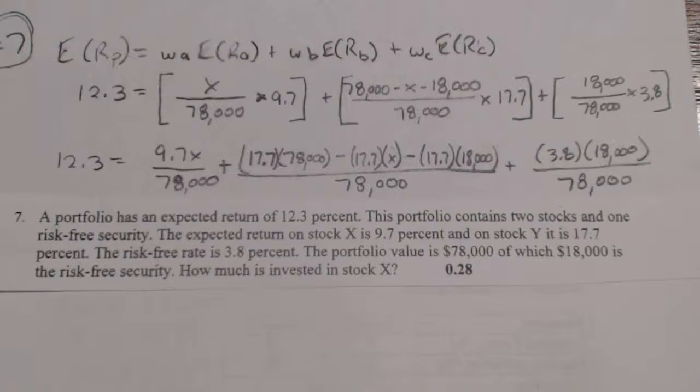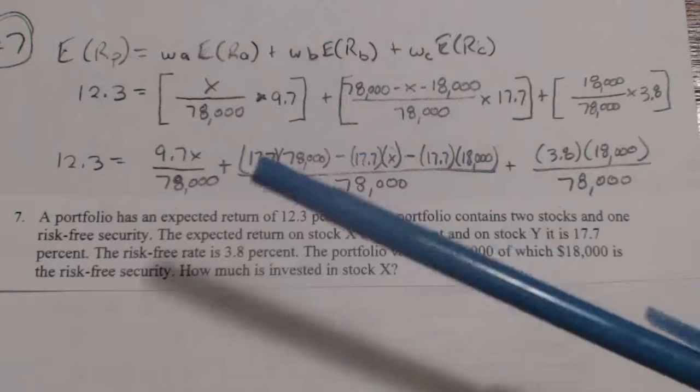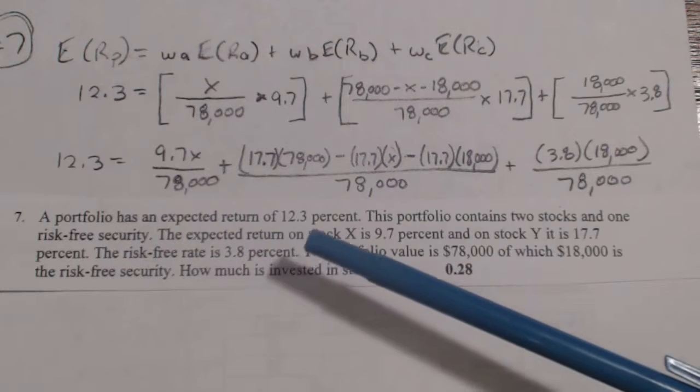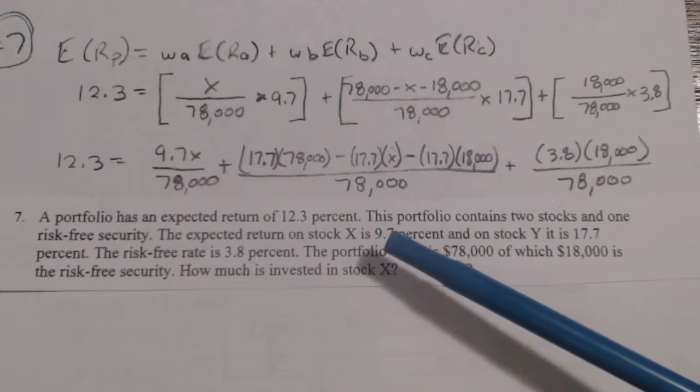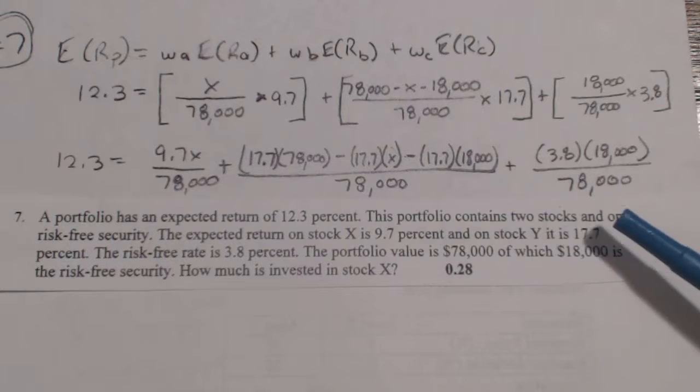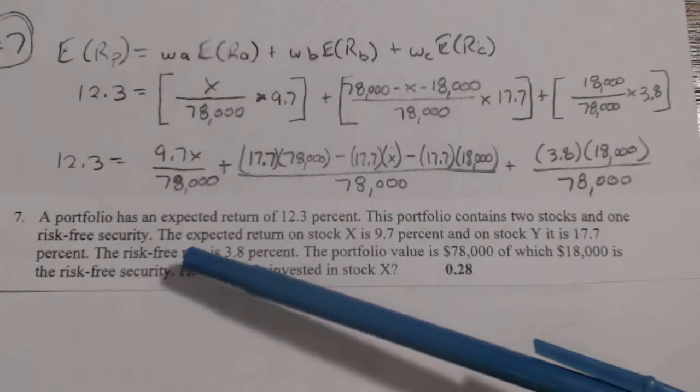Okay, this is Business 342, page 80, problem number 7. And they're just throwing you another little wrinkle in this problem, but we'll go over it. The portfolio has an expected return of 12.3%. So that's the expected return for the portfolio. This portfolio contains 2 stocks and 1 risk-free security.